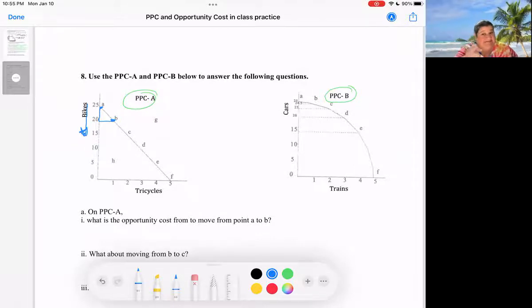That's right. You got it right. Good job. 5 bikes. I'm so proud of you guys. I knew you were brilliant. I knew you could do it.